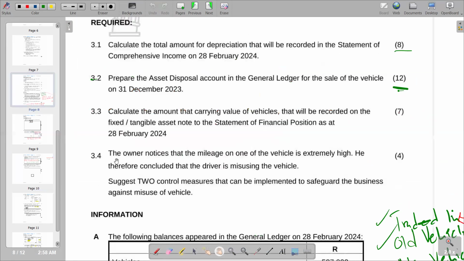So we are now on 3.4, saying the owner notices that the mileage on one of the vehicles is extremely high. He therefore concluded that the driver is misusing the vehicle. Suggest two control measures that can be implemented to safeguard the business against misuse of vehicles. So basically, we are supposed to come up with strategies that come as internal control measures so that those vehicles cannot be misused or overused. So we go to the other section and try to see the explanations that we have.